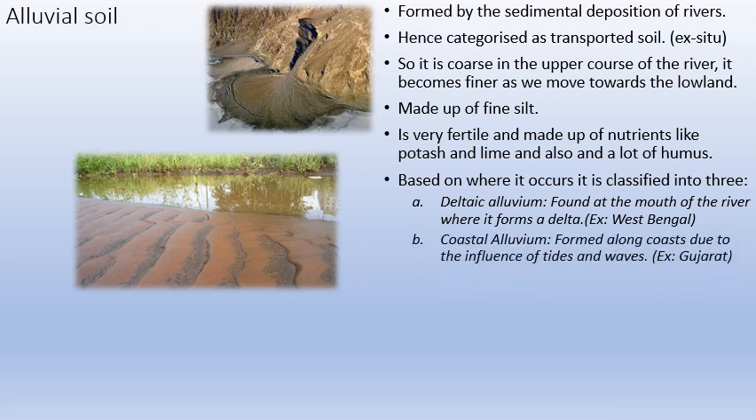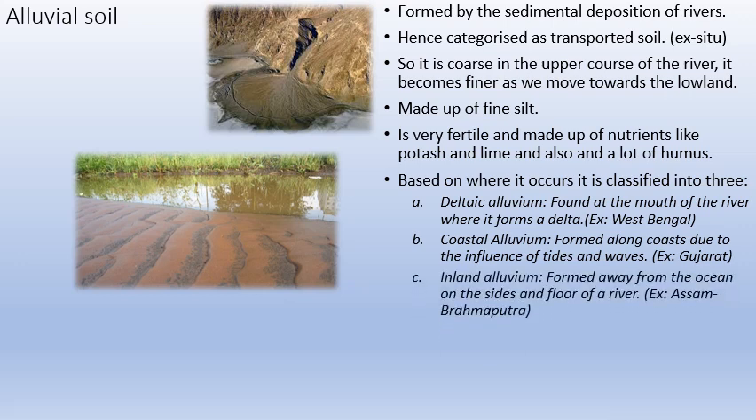Number two, coastal alluvium, which is formed along the coast due to the influence of waves and tides. If tides and waves are causing it, just like the picture in the middle also, it's not a coastal region, but you can see ripples. It is similar to what you see in the middle. So that will give you coastal alluvium.